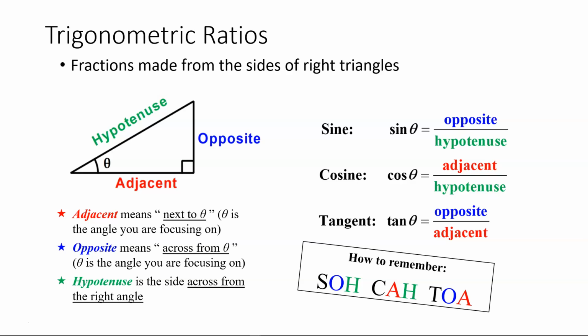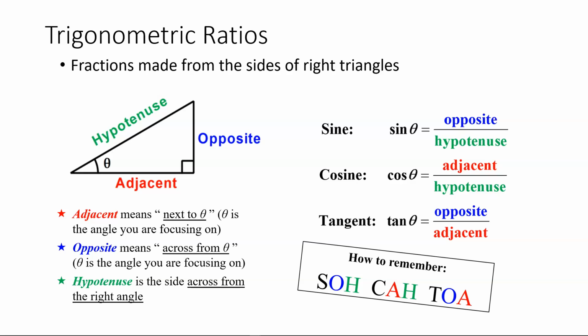Now sine, cosine, and tangent, you can remember with SOHCAHTOA. This helps you remember the equations. Sine equals opposite over hypotenuse. Cosine equals adjacent over hypotenuse. Tangent equals opposite over adjacent. So they're just fractions you get when you divide one side of the triangle by the other.